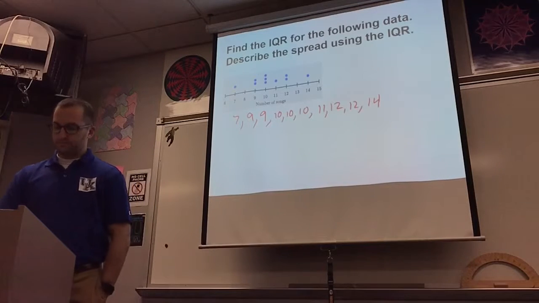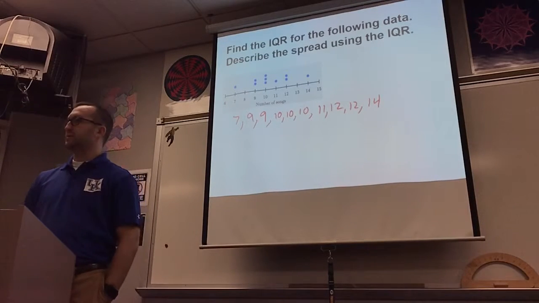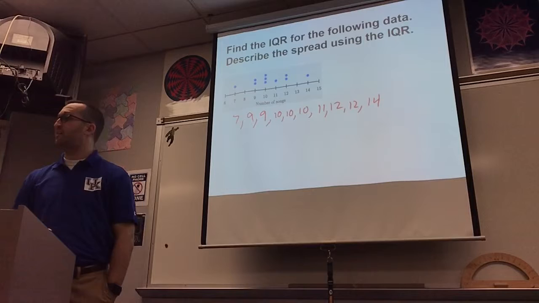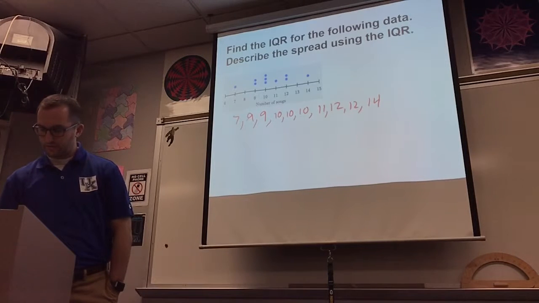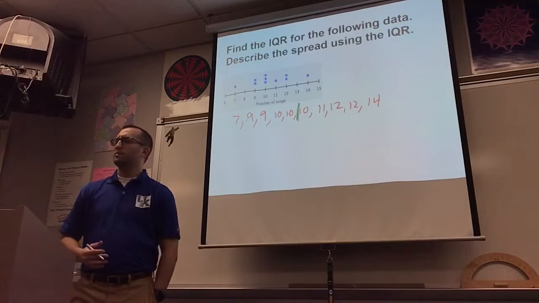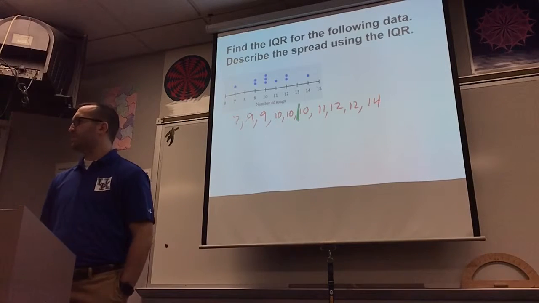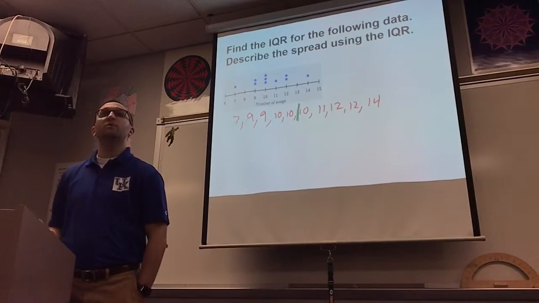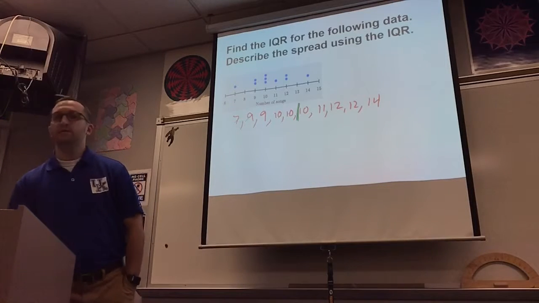How many data points are there? There's 10. So the middle number will be between 5 and 6. 1, 2, 3, 4, 5. Boom. What's our median? 10. Do we really care about that if we're looking for the IQR? No. We now have the median.